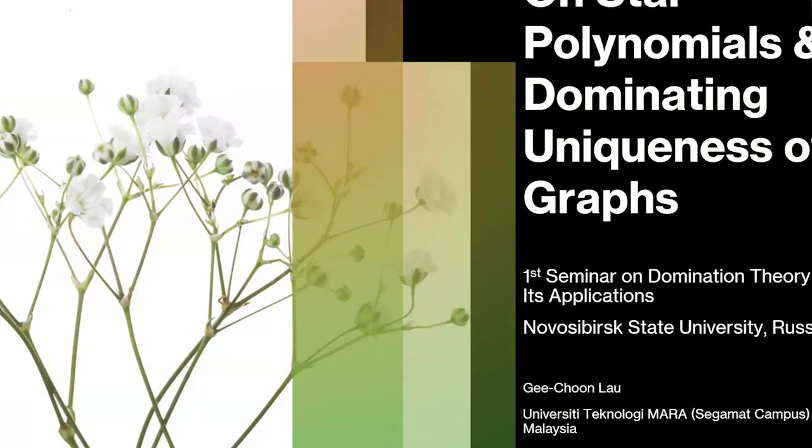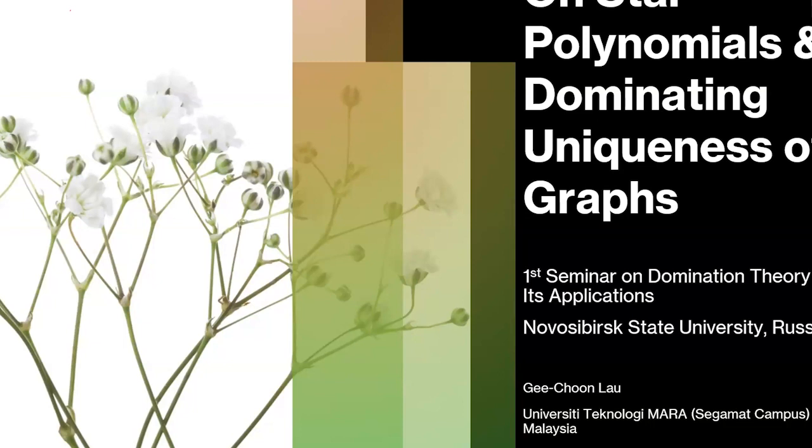This talk is on star polynomial and how to use it to determine the dominating uniqueness of graph. Actually, throughout my research career, I spent most of my time working on chromatic polynomial and also various graph labeling problems. And it was in 2016, when I was invited to give a talk in China, I suddenly decided to try something new. When I looked at the existing results on dominating uniqueness of graph, I suddenly noticed that I was able to come up with this new idea that I should introduce the concept of star polynomials and use it to determine the dominating uniqueness of graph.